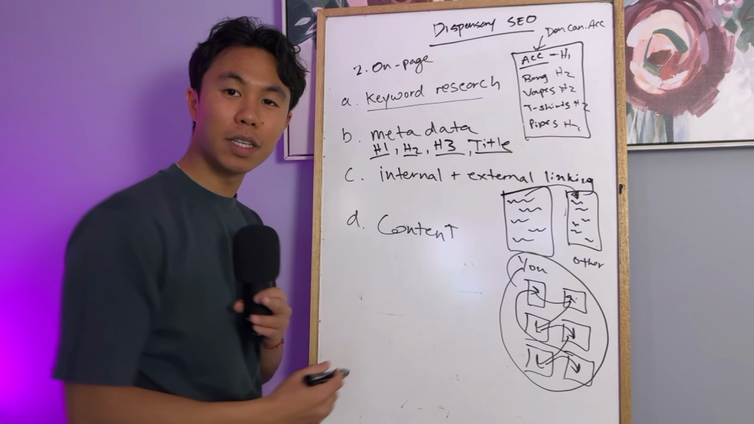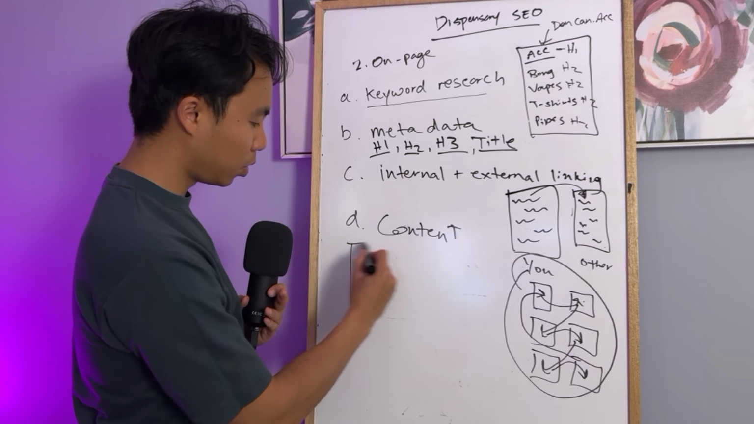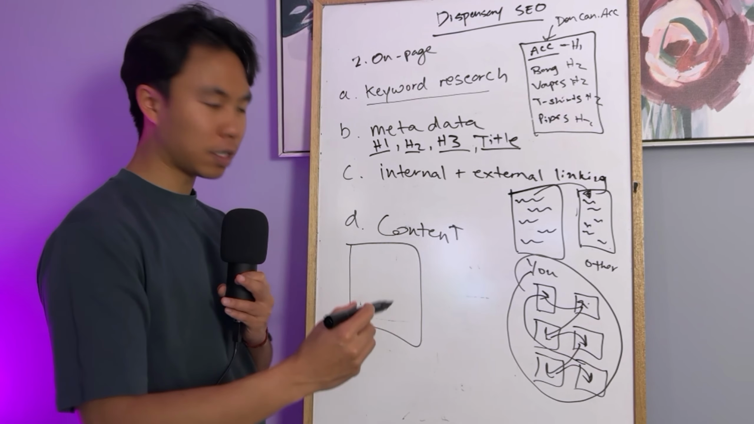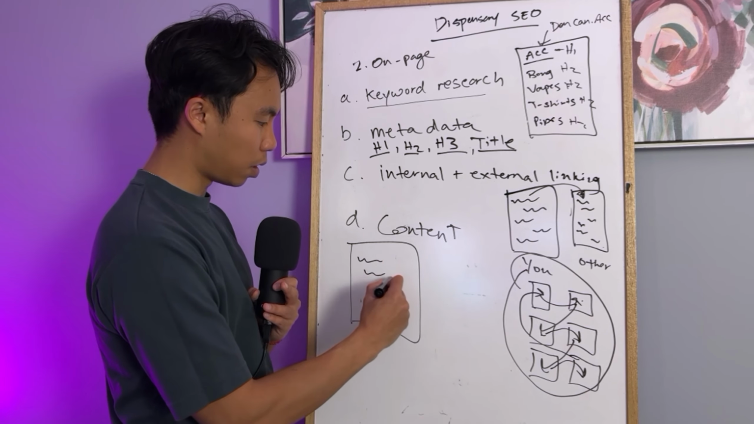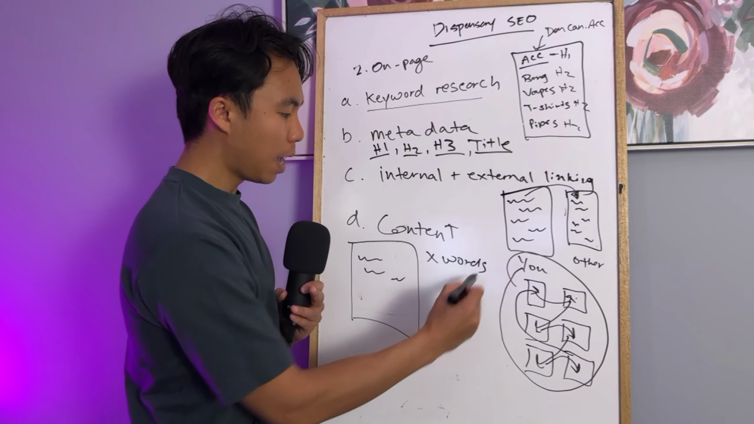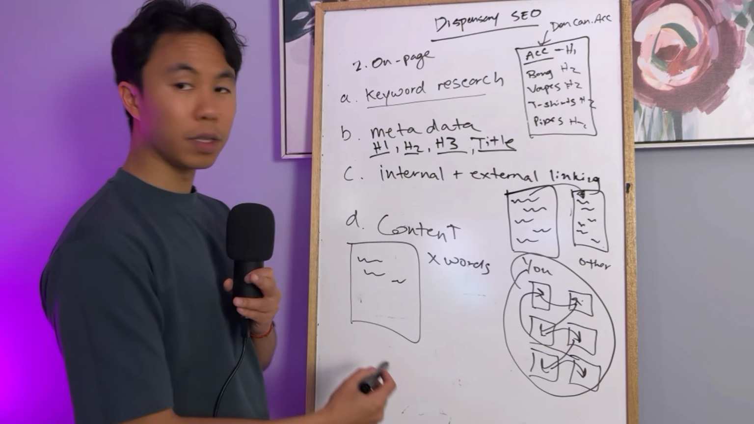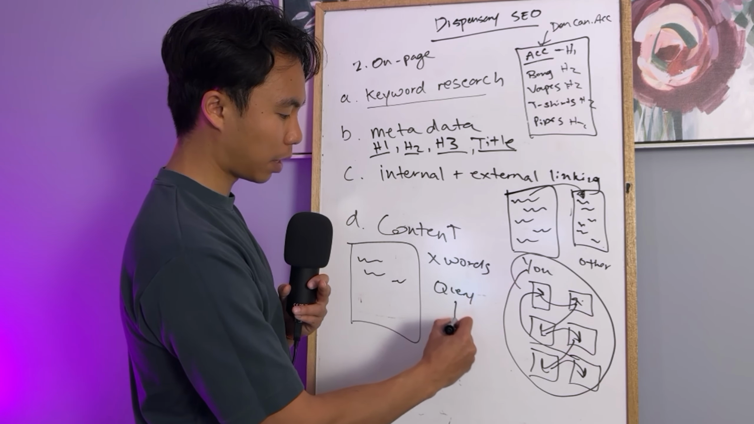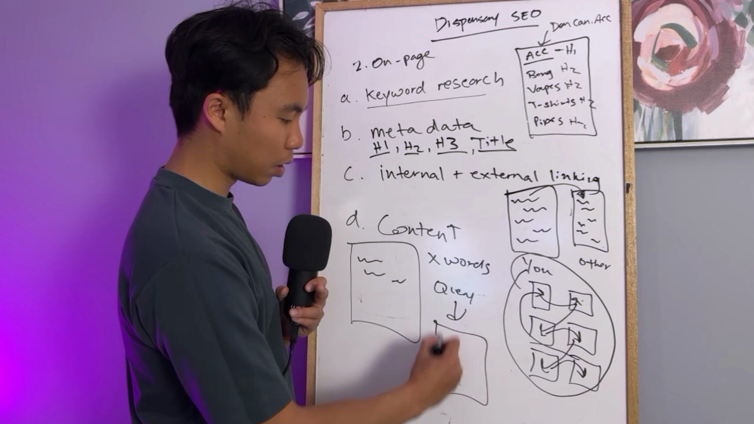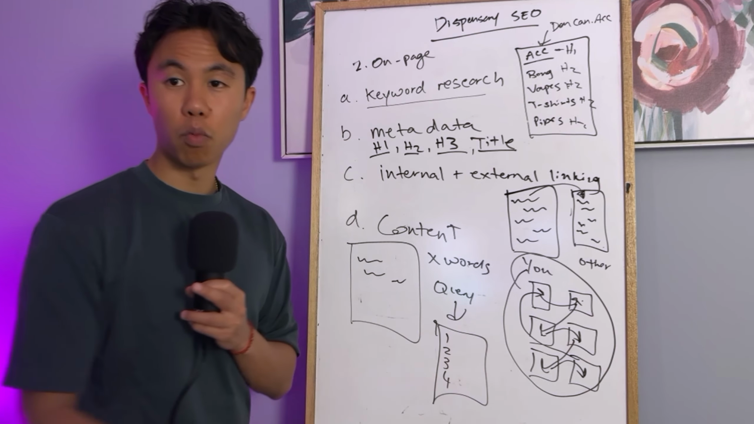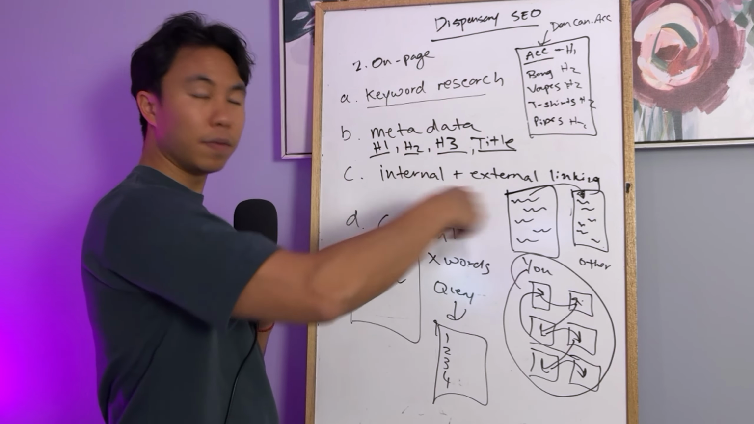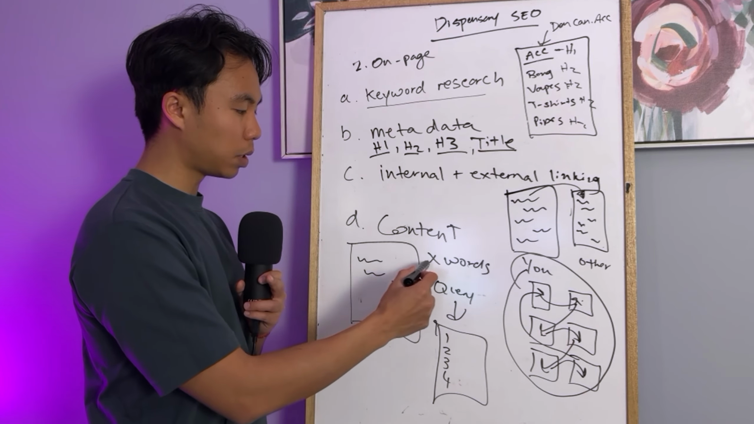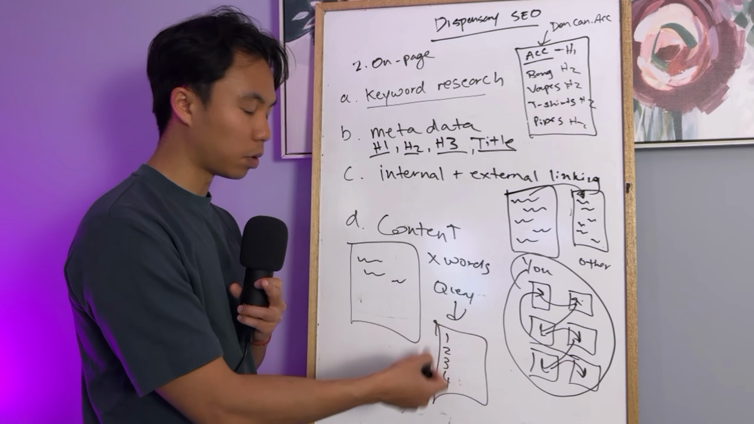And then the last one is content. On your website, you're going to have X amount of content, with X words on your website, right? The way Google works is it takes a written query from a customer, and then it populates the results of what it thinks is most relevant to the search. It takes all of these things into consideration, but it also takes the number of words and the types of words on your website.